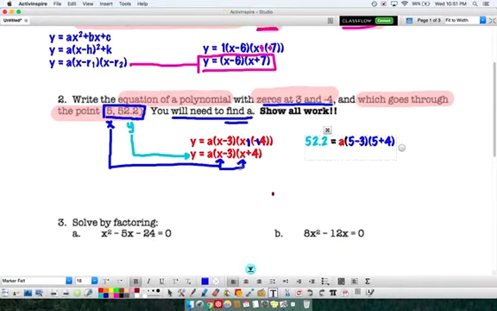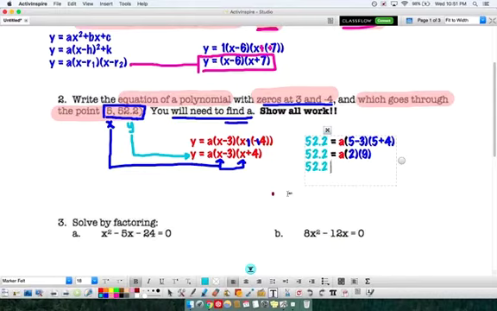Alright, let's simplify. 52 equals 5 minus 3 is 2. 5 plus 4 is 9. Ooh, now we're about to find a, aren't we? Yep. You got it. Red Hot Scott Award goes to you all today.